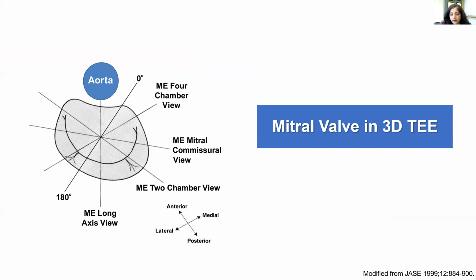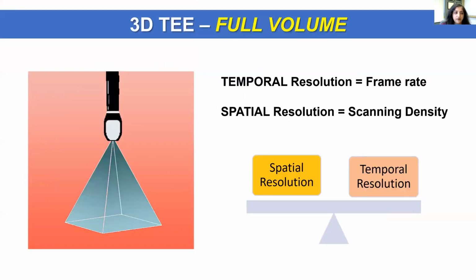What we talk about related to 3D is going to be focused on the mitral valve, but is equally applicable to the aortic valve, pulmonary valve, and other cardiac structures. When we do a 3D TE, we first look at the full volume. This is the transducer here, and this is the pyramid of information that the transducer is able to obtain in 3D.